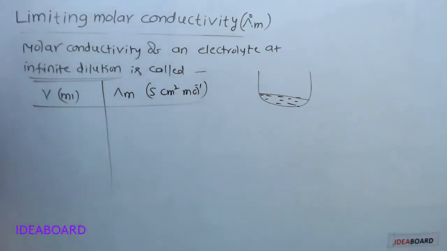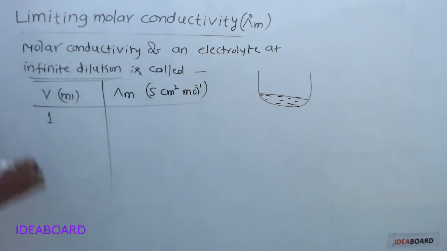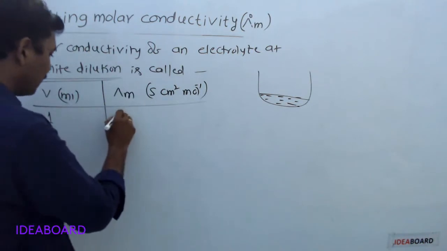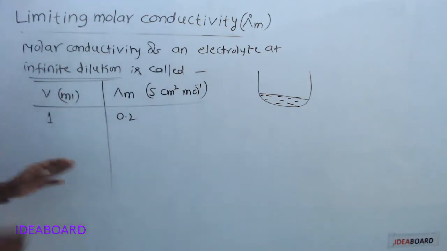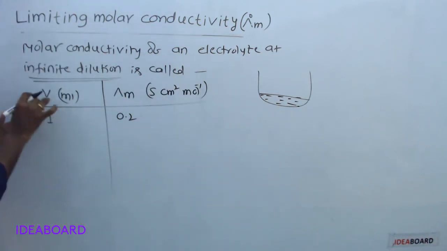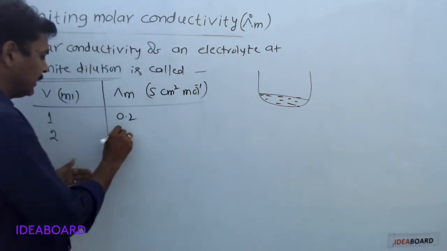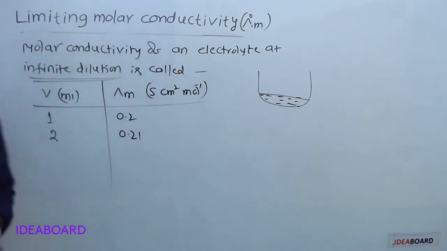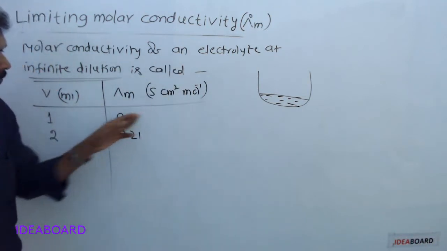Let us take one electrolytic solution, 1 milliliter, with volume in milliliters and molar conductivity in Siemens centimeter square mole inverse. For this 1 milliliter of electrolytic solution, the molar conductivity is 0.2. For example, when it is diluted to 2 milliliters, its molar conductivity increases to 0.21. Let us just assume that on dilution molar conductivity increases from 0.2 to 0.21.